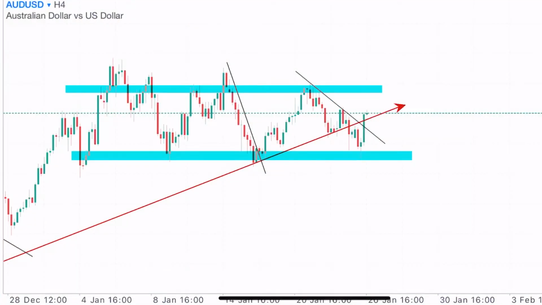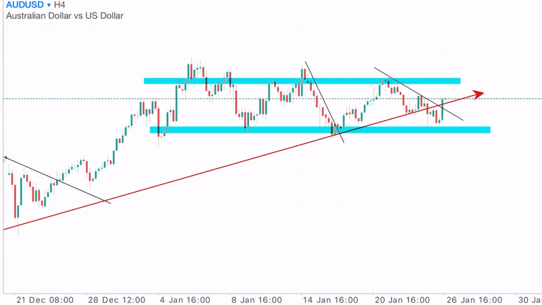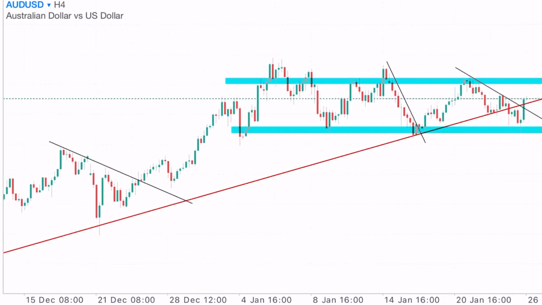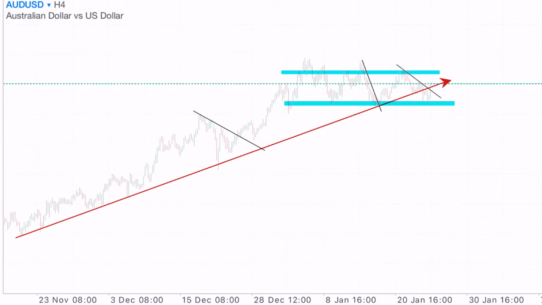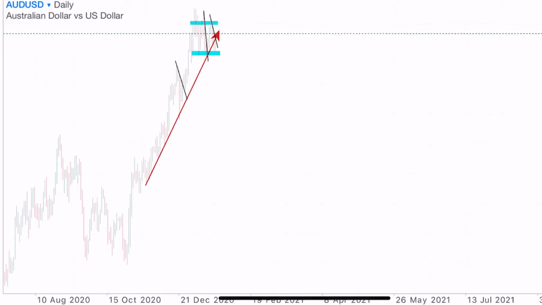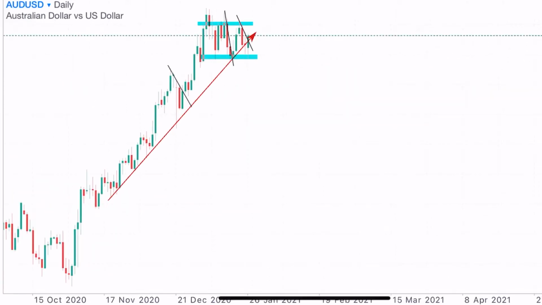Alright, so for this video, we're going to have to look at the charts for the most part, because this isn't something I can explain verbally. It's something that I can demonstrate. So the first thing we're going to look at is the AUD USD. It's on the H4, but we need the daily for this one.